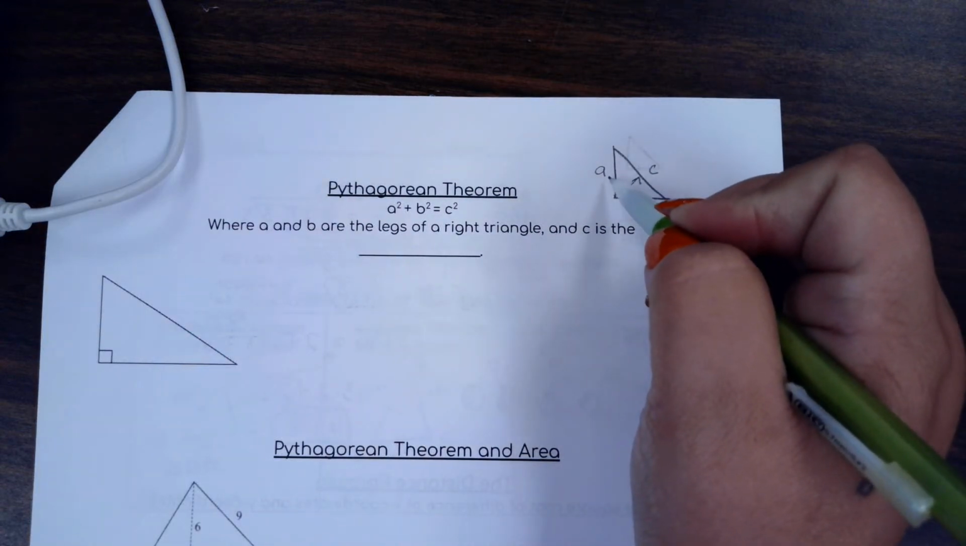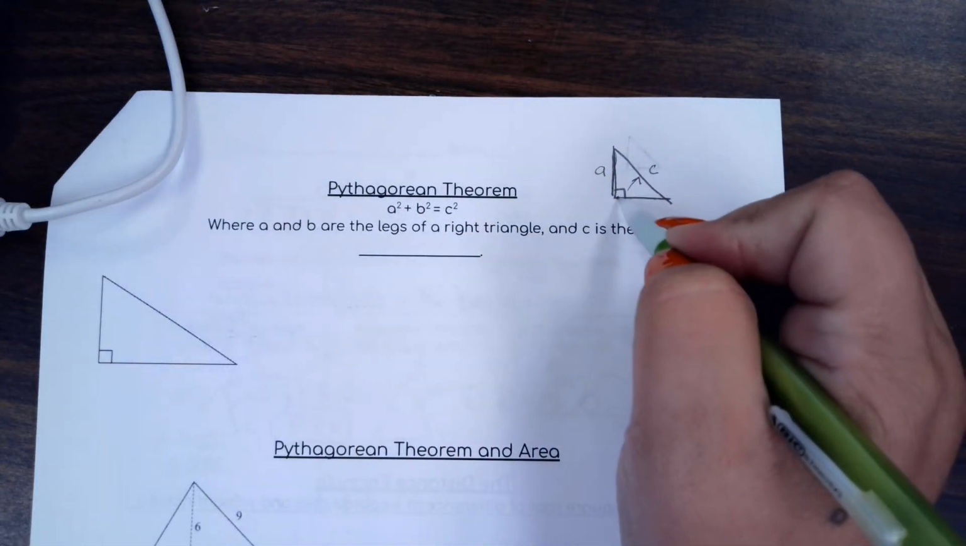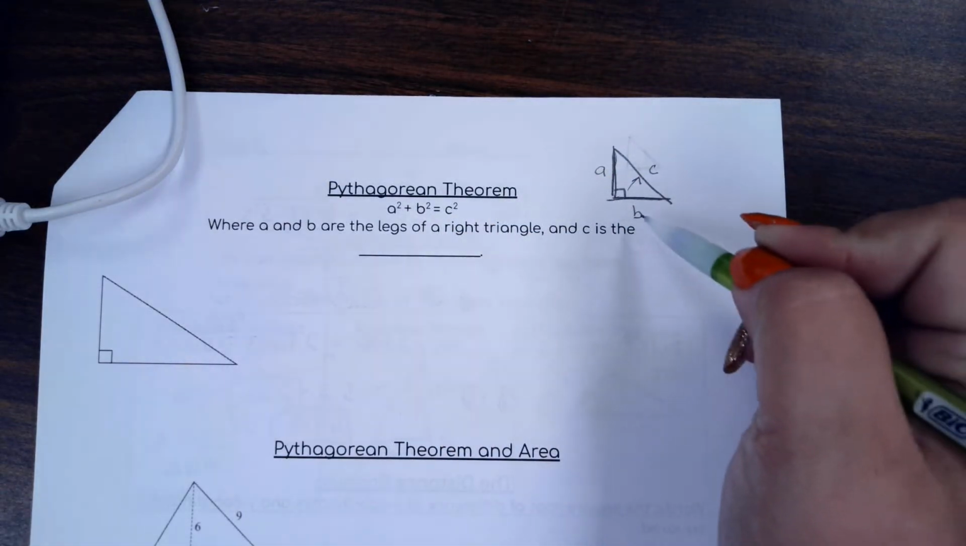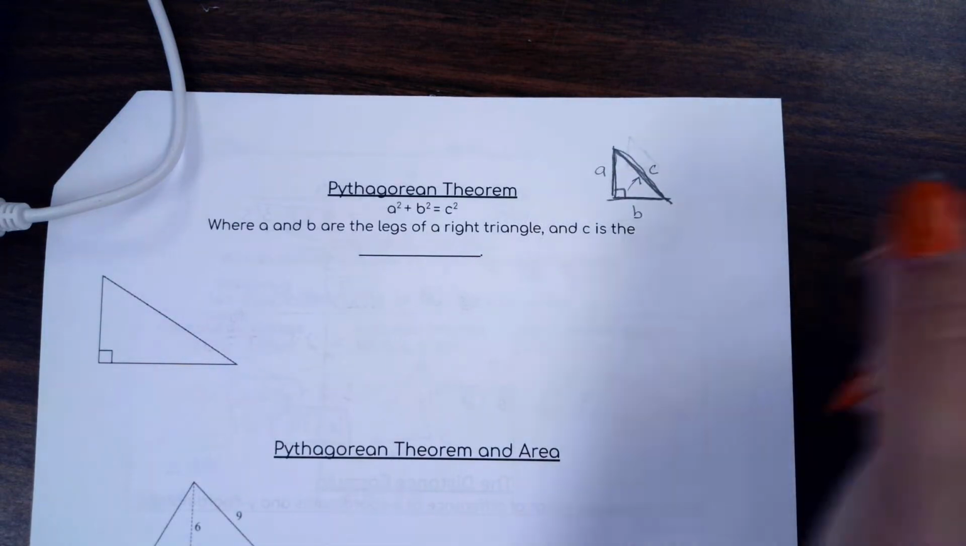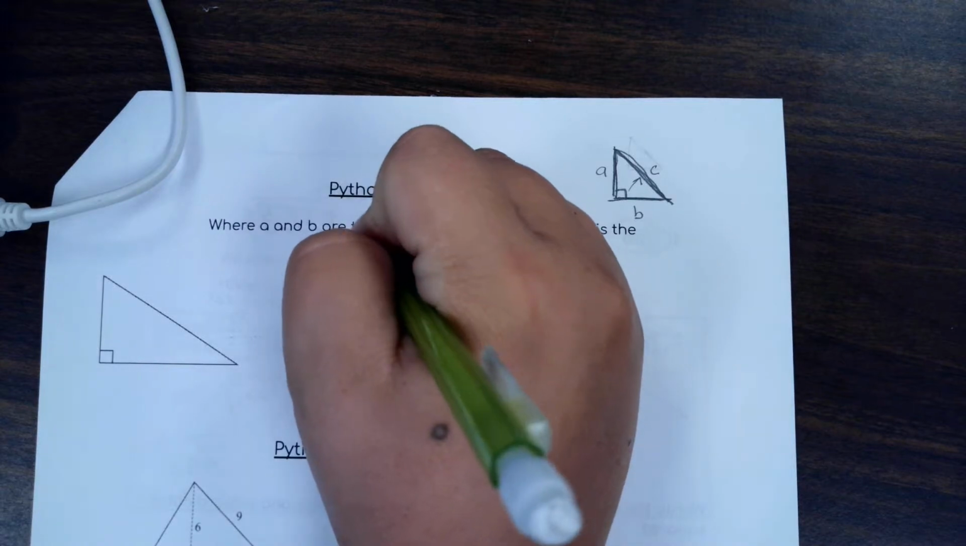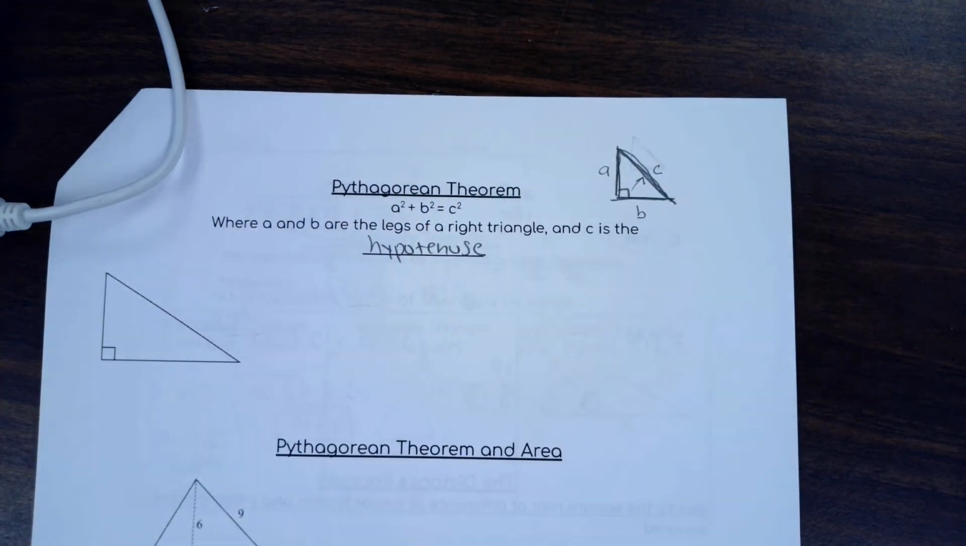So if we take the length of this leg and square it and add it to the square of the second leg, you will always get the square of the hypotenuse. So here C is the hypotenuse.